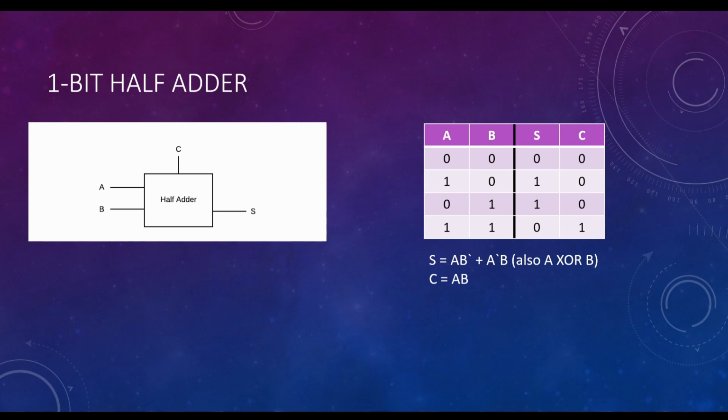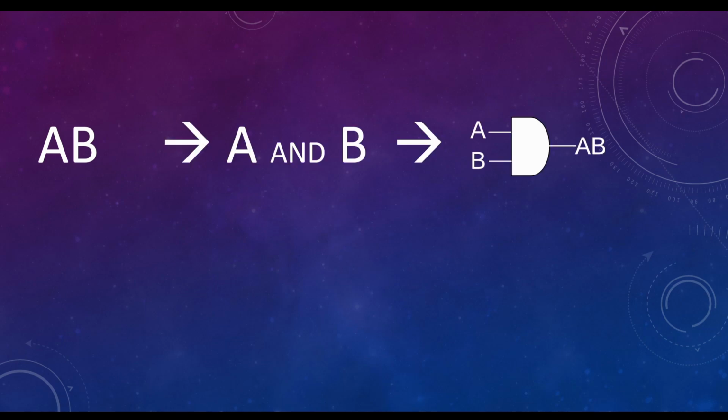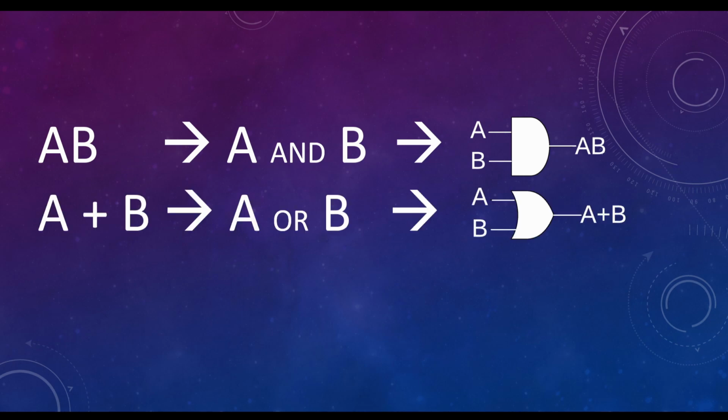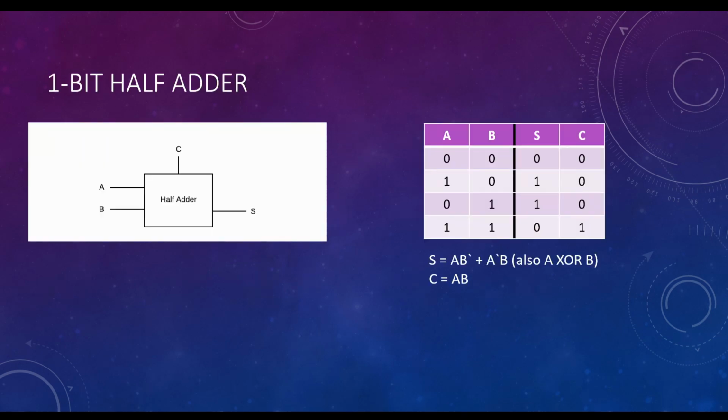Multiplication is actually an AND, an addition is an OR, and a tag is a NOT. So for example here, the carry equals 1 only if A is 1 and B is 1. Let's take a quick look at the notation. A times B is actually A and B, and on the right you have the gate that symbolizes that. A plus B is A or B, and you have the gate on the right. And A tag, or sometimes A bar, is a not A, and you have the gate on the right.